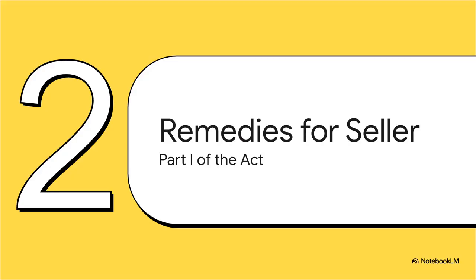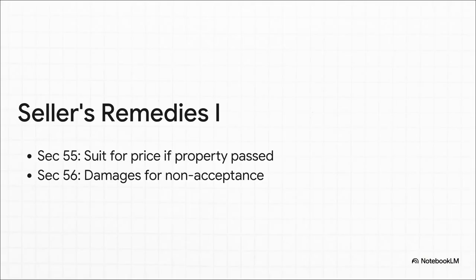Moving on to Section 2, Part I, Remedies Available to Seller. When you write this heading in your exam papers, I command you to underline it twice. Make it stand out. Let's read the exact text. 2. Suit for price, Section 55, property in goods has passed, and buyer fails to pay. 3. Damages for non-acceptance, Section 56, when buyer refuses to accept goods, seller can claim compensation for loss.